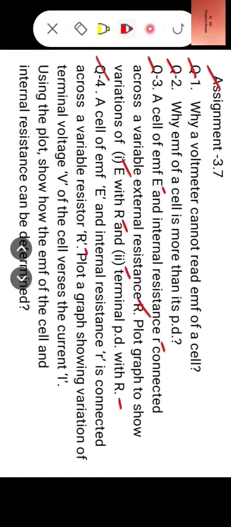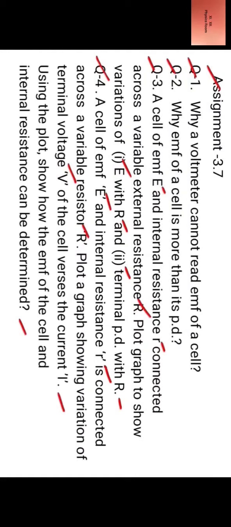Question number 4. A cell of EMF E and internal resistance r is connected across a variable resistor R. Plot a graph showing variation of terminal voltage V of the cell versus the current I. Using the plot, show how the EMF of the cell and internal resistance can be determined.